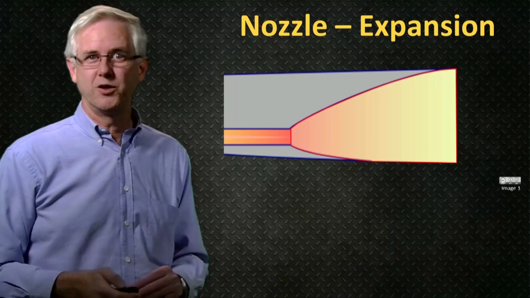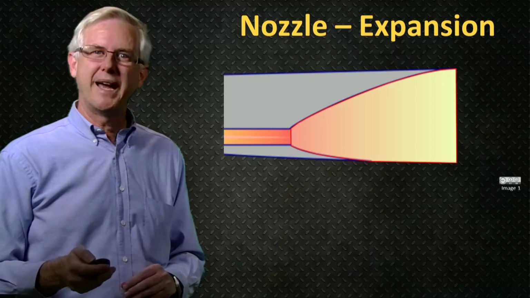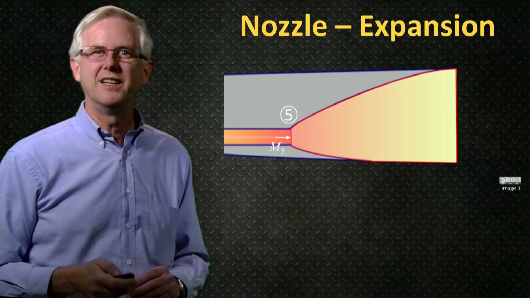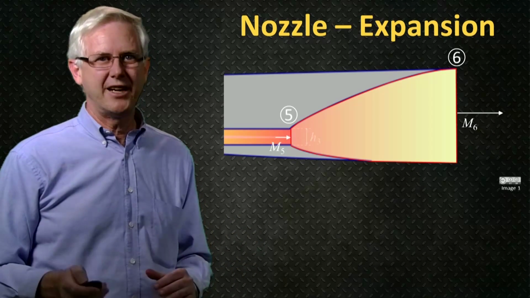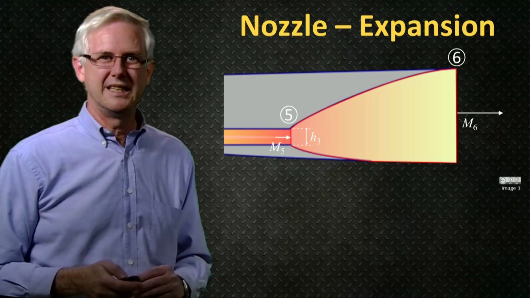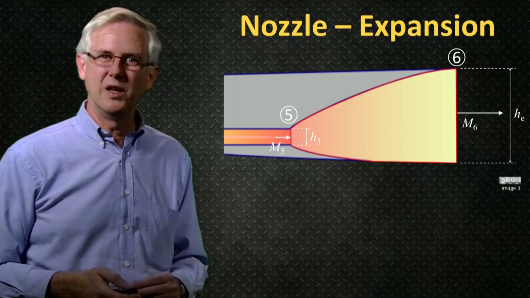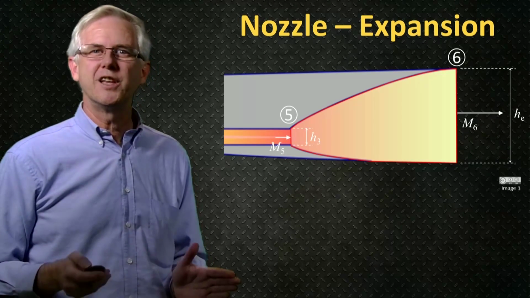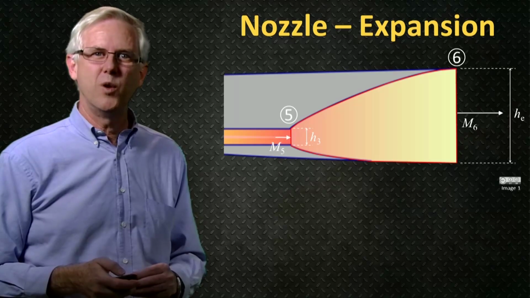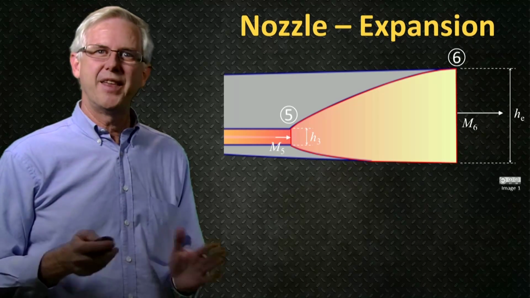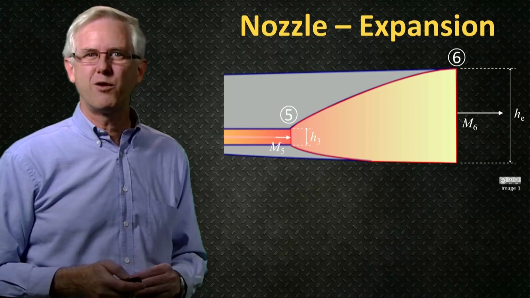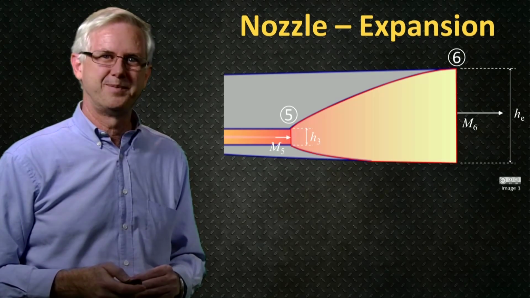The next step is the nozzle. The nozzle expands the flow from state 5 to state 6. Since you know the heights at the entrance to the nozzle, H3, and at exit from the nozzle, HE, you can use the isentropic flow relations to work out the conditions of the flow at state 6. Then you'll be ready to calculate how much thrust your nozzle produces.